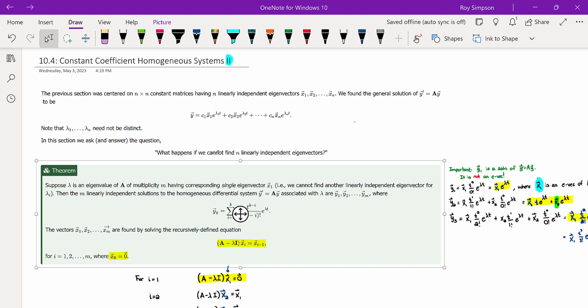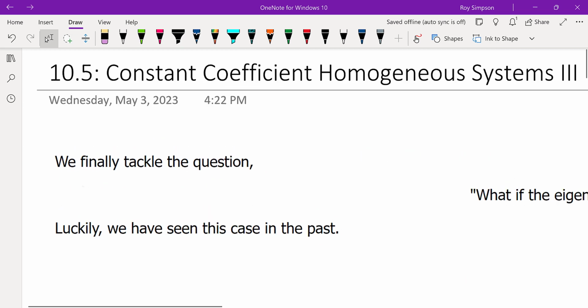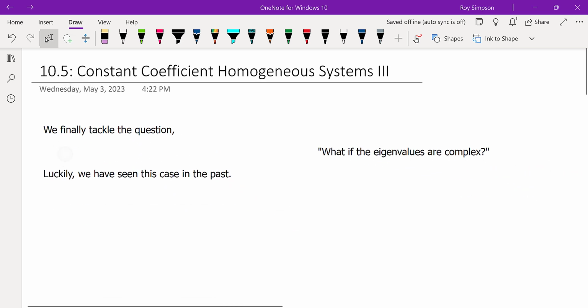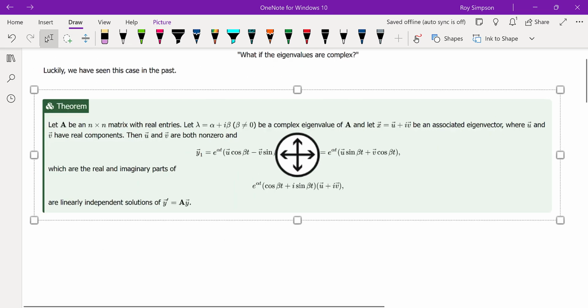All right. Going on to our new material. So all of this time I was just prepping to get us up to speed. Now we're going to do the last case where we have an eigenvalue, but our eigenvalue is not real. So our eigenvalue is a complex valued eigenvalue. And this is what I state here. We finally tackled the question, what if the eigenvalues are complex? And luckily, we've actually seen this case in the past. I'm going to go ahead and grab the ink down below and move this up.